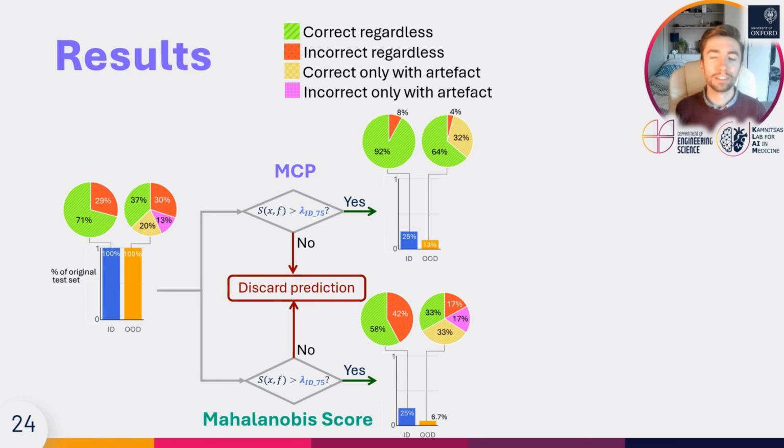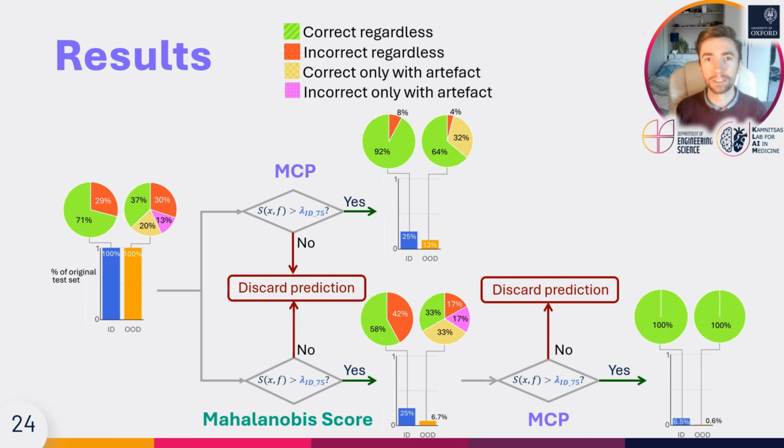What becomes apparent is the strength of one method is actually the weakness of another. This motivates combining the methods. To study this, we applied MCP on the predictions passing the Mahalanobis score threshold.